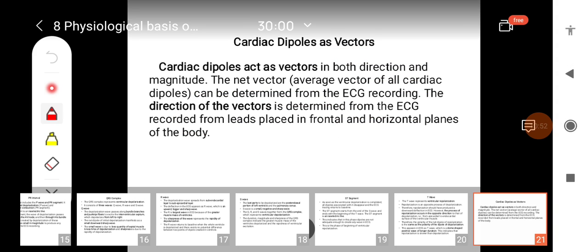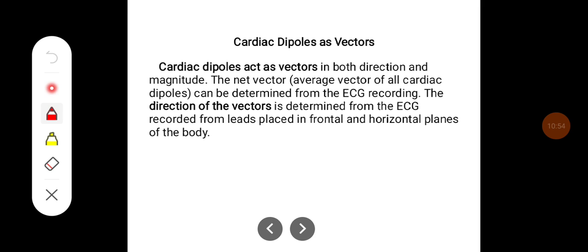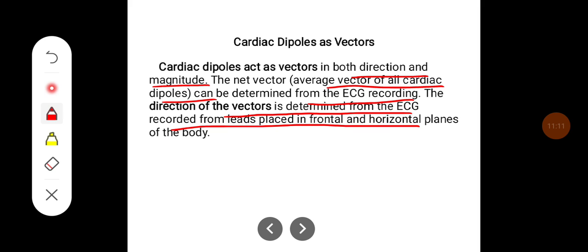The cardiac dipoles as vectors. The cardiac dipoles act as vectors in both direction and magnitude. The net vector, the average vector of all cardiac dipoles, can be determined from the ECG recording. The direction of the vectors is determined from the ECG recorded from the leads placed in the frontal and horizontal planes of the body.